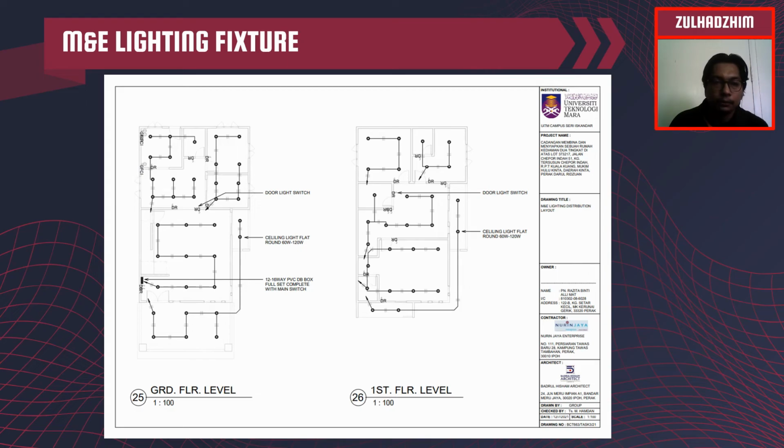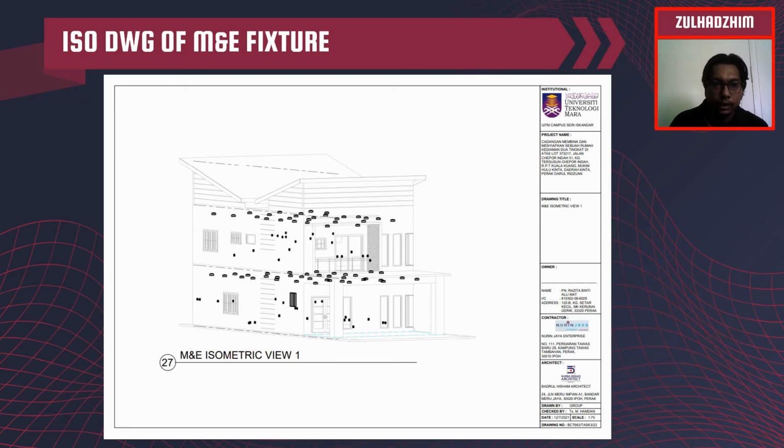For the ground floor level consists of door light switch, ceiling light flat round 60 watt to 120 watt, 12 to 16-way PVC DB box full set complete with main switch, and first floor level consists of door light switch, ceiling light flat round 60 watt to 120 watt. Okay, for the ISO drawing of M&E features, this drawing is isometric drawing.